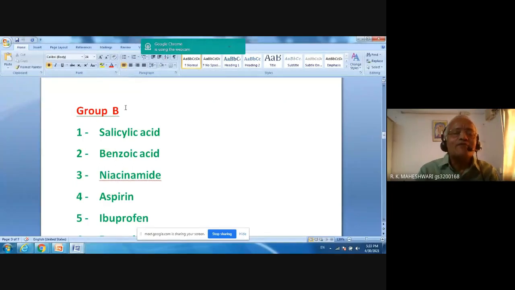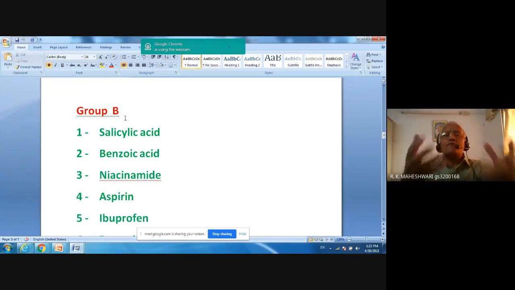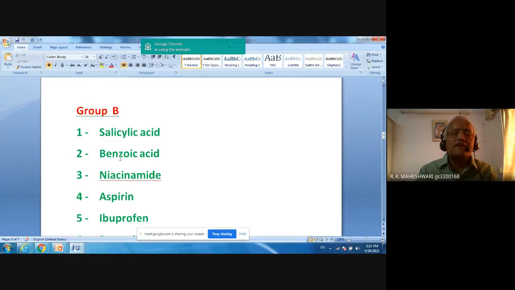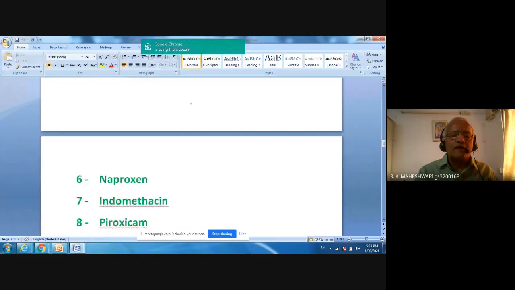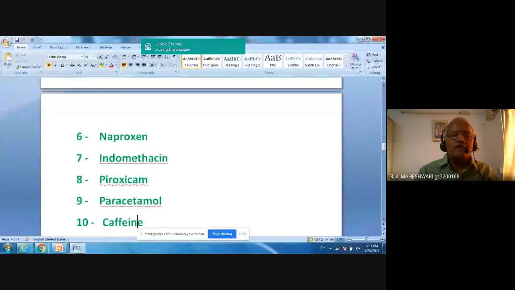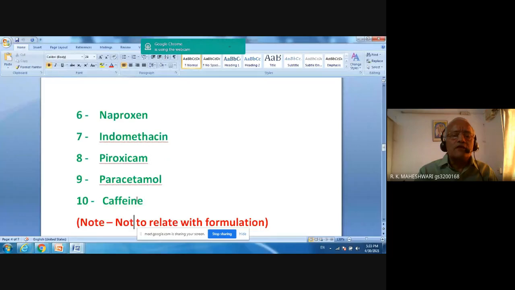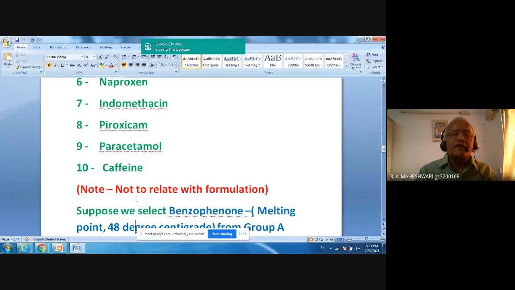Here you see group B. I have made this on my own. Salicylic acid can be used, benzoic acid. We have to try; I don't know whether they will work or not, but you can do your own trial and you will get success in getting many eutectic liquids. Niacinamide, aspirin, ibuprofen, resorcinol, aceclofenac, naproxen, indomethacin, piroxicam, paracetamol, caffeine, etc. So this is group B.